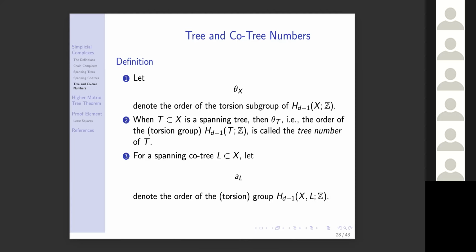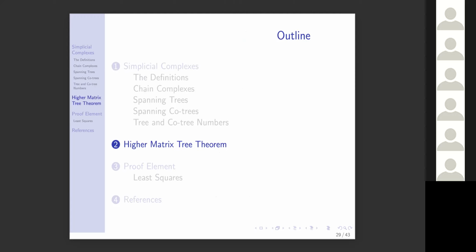And then lastly, we can do something for a spanning cotree. We can talk about the cotree number. That's called A sub L. And that's the order of the top dimensional relative homology of X relative to L with integer coefficients. So we have three kinds of numbers. We have theta X, the order of the torsion subgroup of the D minus first dimensional homology of X, integer coefficients. We have theta sub T for a spanning tree, defined similarly. And then we have A sub L, which is the corresponding thing for relative homology for a spanning cotree. So that's called the cotree number. Okay, so we now get to the main theorem.